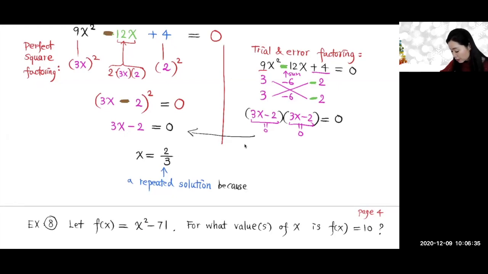the 2 factors, 3x minus 2, are the same. Right? Okay, so that's why it's repeated.